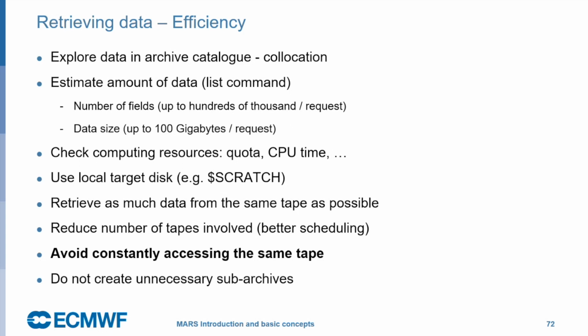It's always good to estimate the download size. The reasonable size is 100,000 fields in number of fields, and for the data size, it really depends, but if you are getting ensemble data, then even 100 gigabytes is reasonable enough.